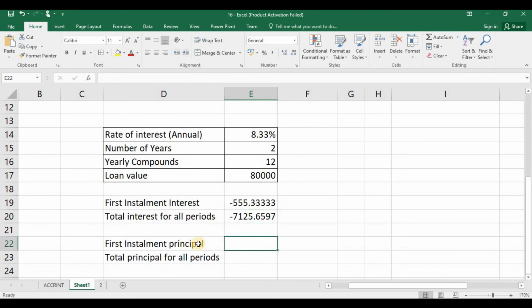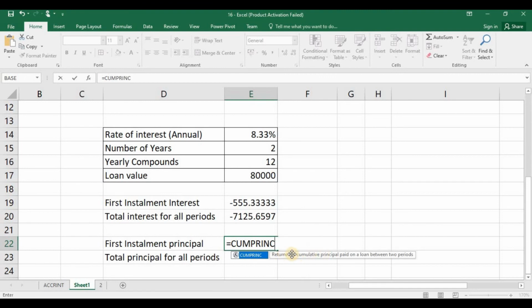We can calculate the principal amount using an Excel formula. Type CUMPRINC. Here you can see the explanation stating it returns the cumulative principal paid between two periods. Start round brace. In the arguments, first we have rate. This is the rate of interest. Here our rate of interest is 8.33%. We should give the interest per period. We have 12 periods in a year, so I am dividing our interest monthly.